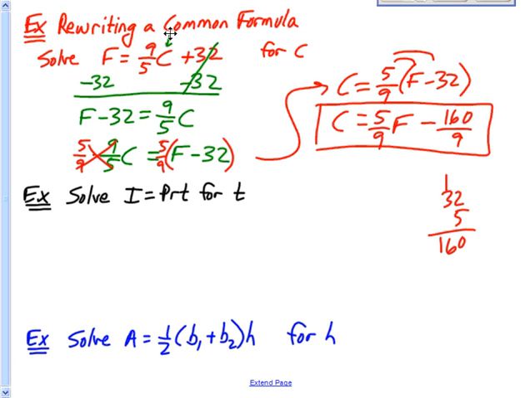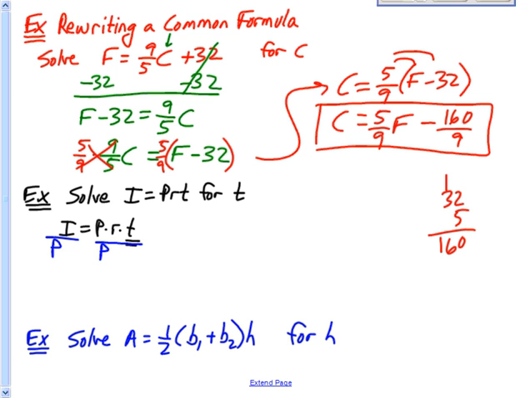All right, let's look at the next one. Solve I equals P times R times T, all for T this time. I equals P times R times T. T is the variable we're solving for. Well, you notice they're all being multiplied, right? So you can just divide it out. Divide out the P, and you've got to do it to this side, right?